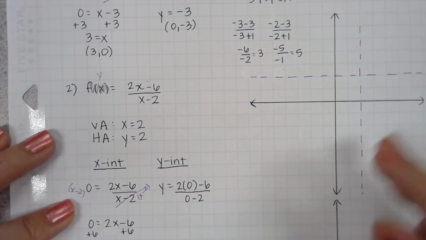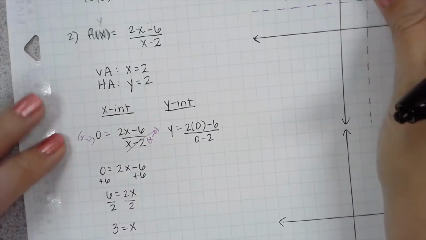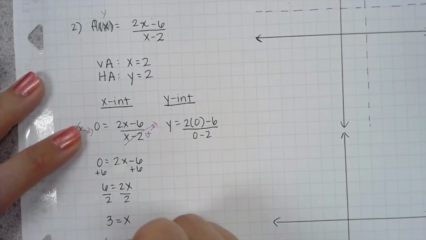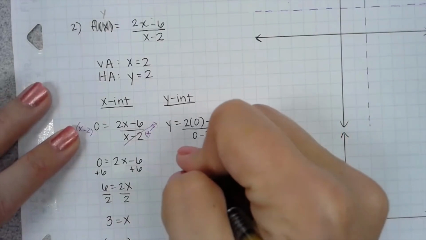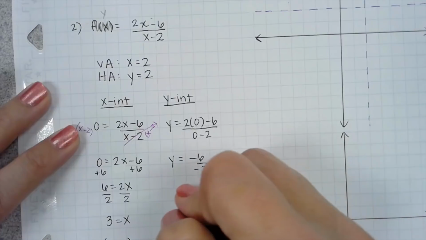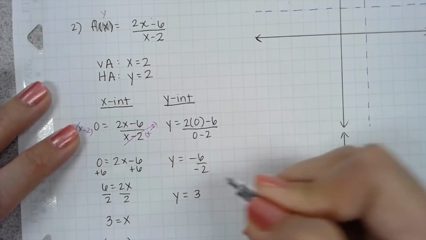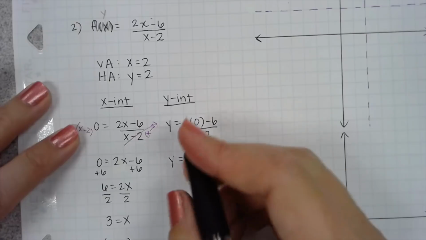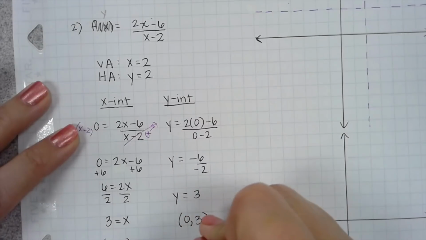So my x-intercept for this one will be at 3, 0. And then for this one, -6 divided by -2. So for this one, I'm going to get my y-intercept is also at +3. But the point for that would be 0, 3, not 3, 0.